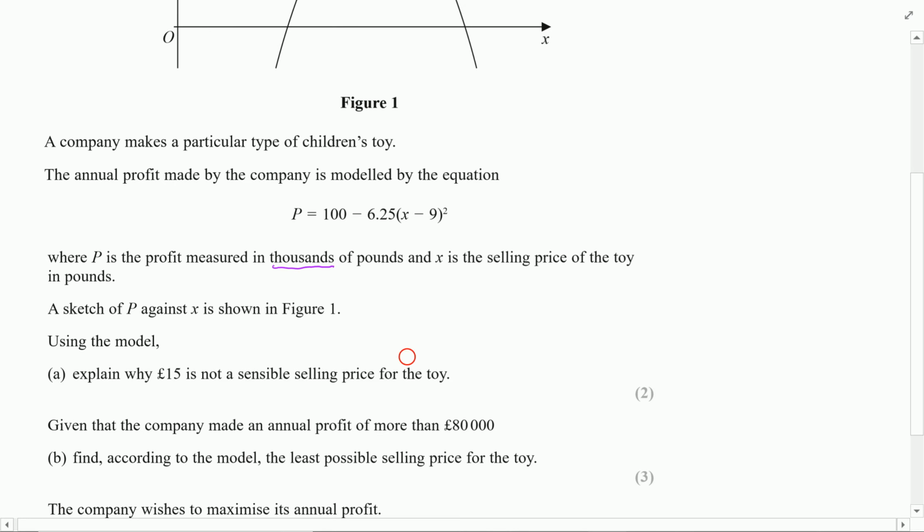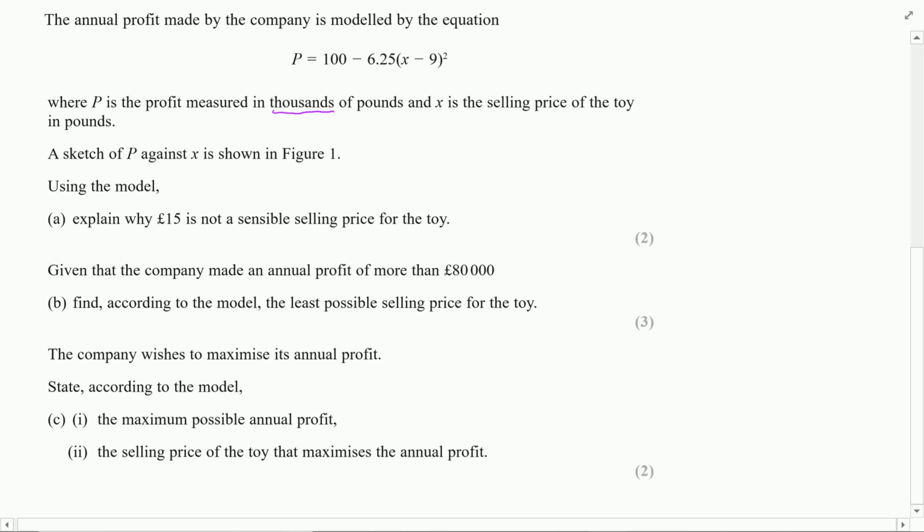The first part of this question wants us to explain why £15 is not a suitable selling price for this toy. So the sensible thing to do would be to substitute the value 15 into this equation, throw this into a calculator and see what we get. And it turns out that we end up with minus £125,000 as our predicted profit. So explain why this is not a sensible selling price for the toy.